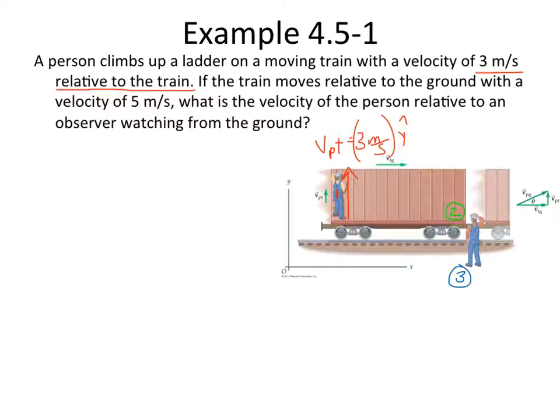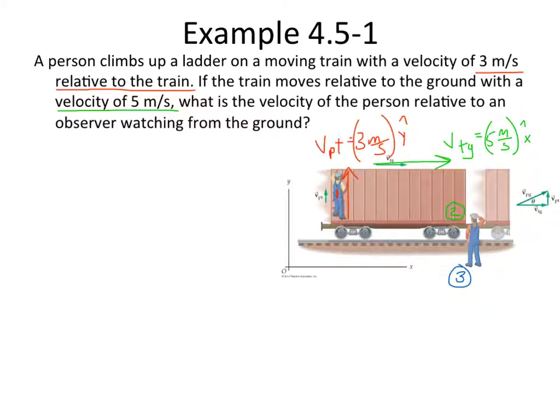Or you might say an observer on the ground. So, person to the train is 3 meters per second y hat. What's the velocity of the train with respect to the ground? Well, we're told that. I'll draw it over top of this green one right here. The velocity of the train to the ground is this one right here, 5 meters per second. In what direction? In this case, it is 5 meters per second x hat only, only in the x direction. It has no y value. It's only x.